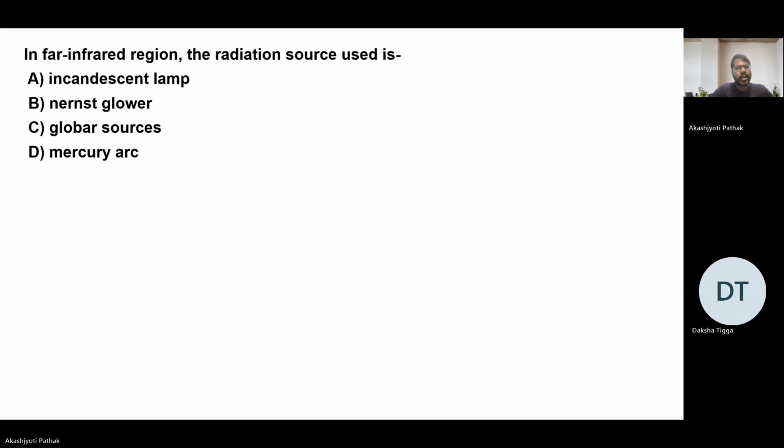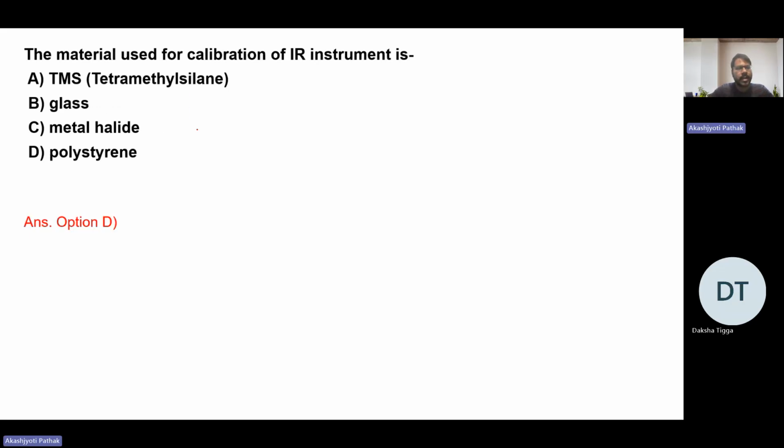In the far infrared region, the radiation source that is used is the mercury arc. You can read about these different lamps. And the material used for calibration of an IR instrument is polystyrene.